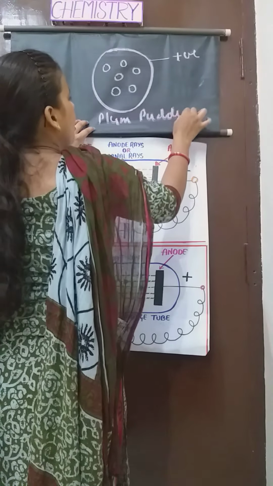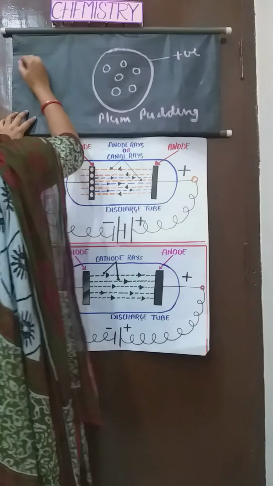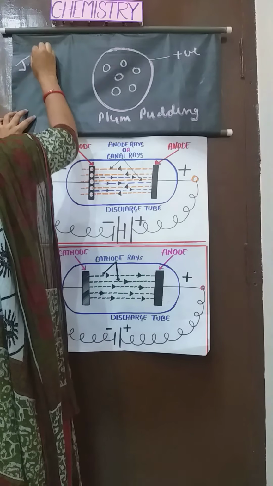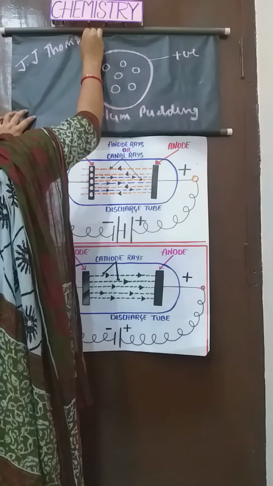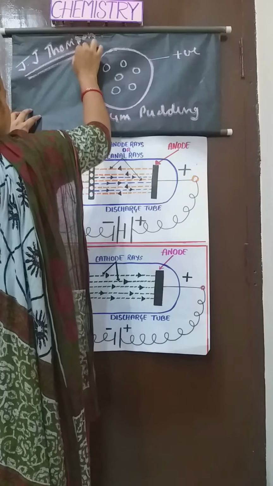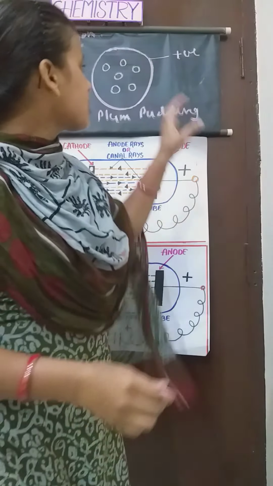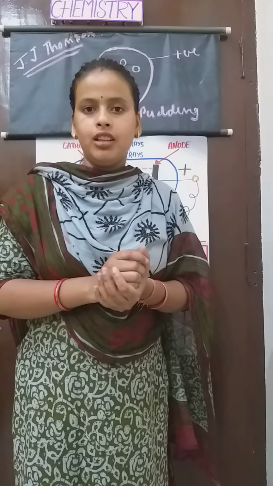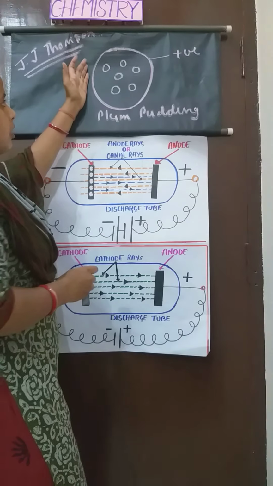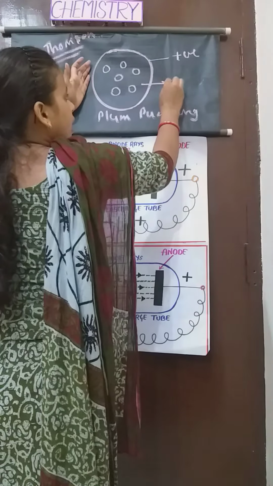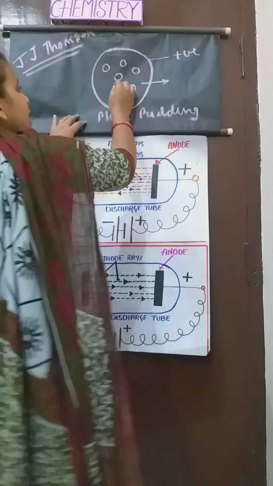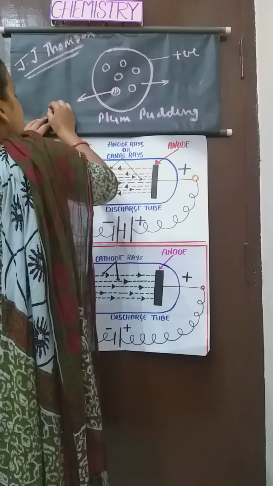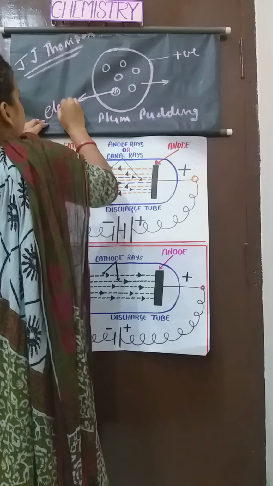It was given by J.J. Thomson. And he compared this model with the watermelon which we eat. This part is the red edible part of the watermelon, and these electrons are the seeds of the watermelon.